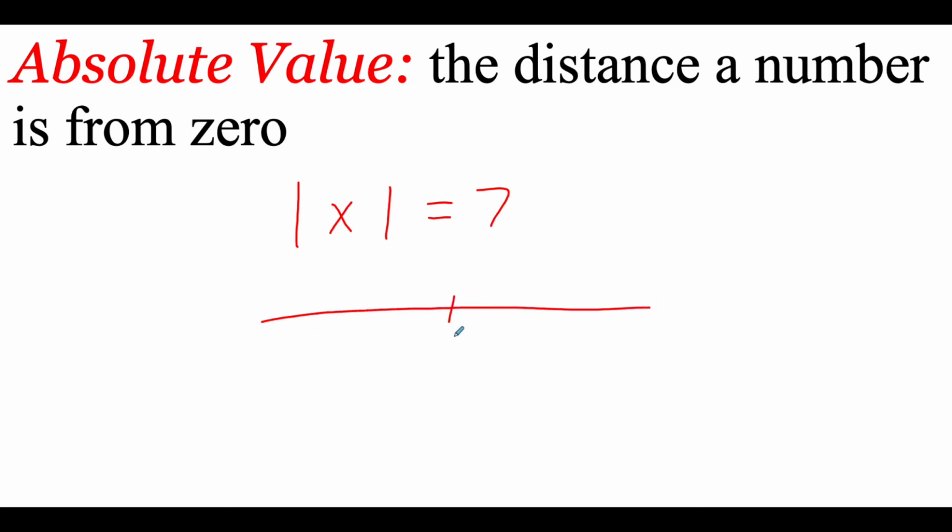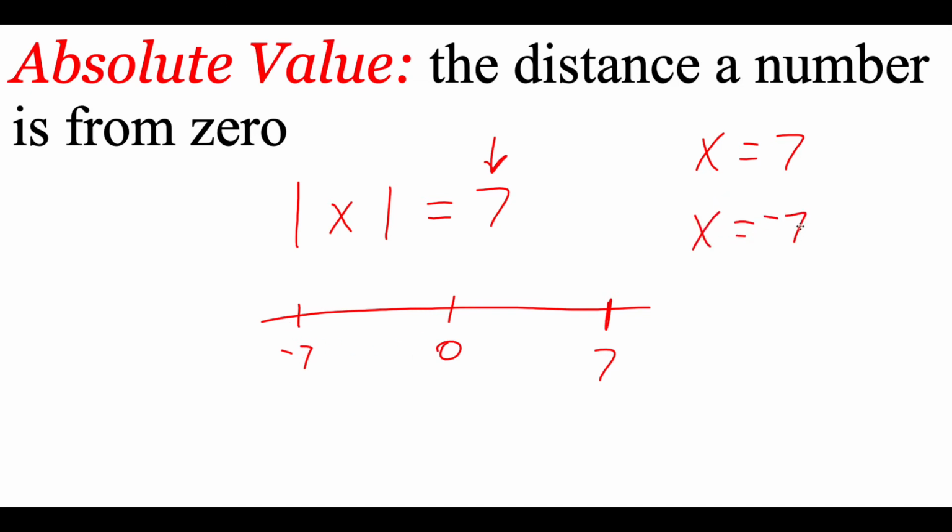If we think about a number line and we put 0 in the middle, if we were to go 7 spaces to the right, that would land us at the number 7. So one answer to this equation is x equals 7, because 7 is 7 spaces away from 0. Now, if we were to go the other direction, left on a number line, numbers get smaller. And if we go left of 0, we're dealing with negative numbers. So if we went down to negative 7, that's also 7 spaces away from 0.